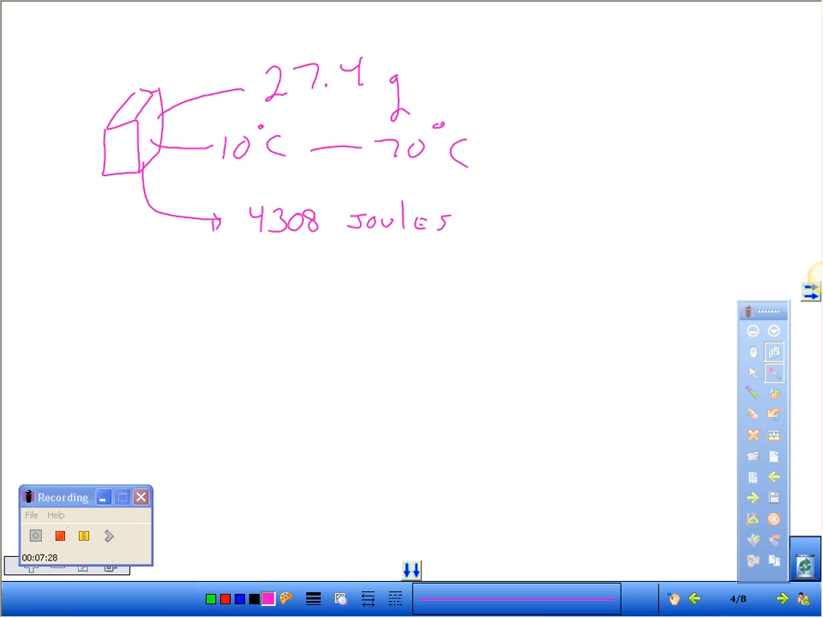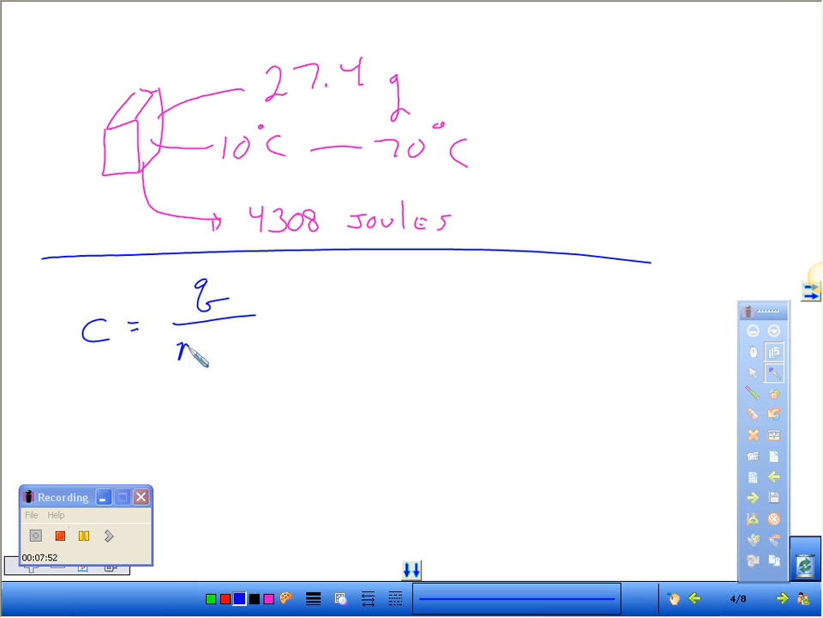As most of you can probably tell, we are going to use the specific heat formula. Specific heat is equal to the heat divided by the mass times change in temperature. Specific heat is equal to the heat, in this case that was absorbed, 4,308 joules. And we know that was absorbed because it got hotter, divided by the mass, which is 27.4 grams, times the change in temperature, that was 60. So we're solving for specific heat.